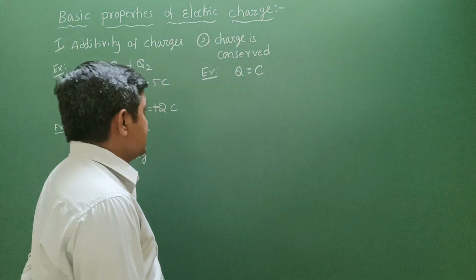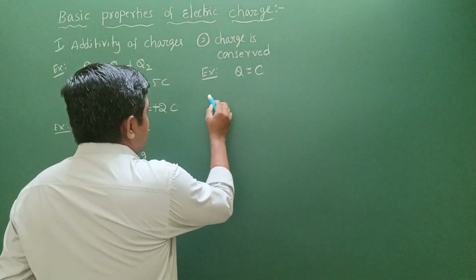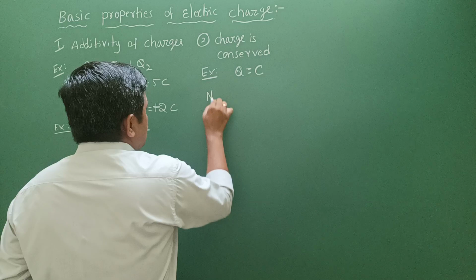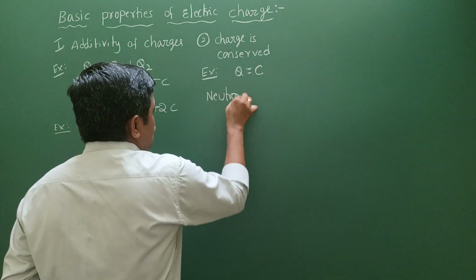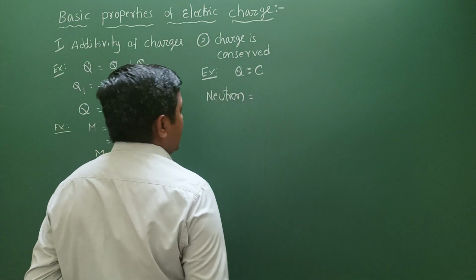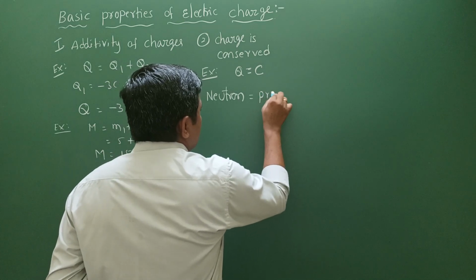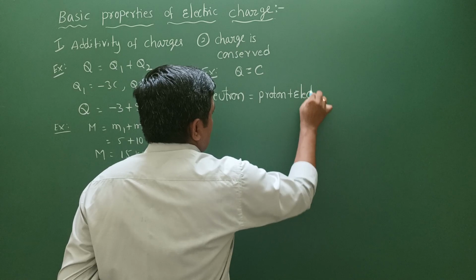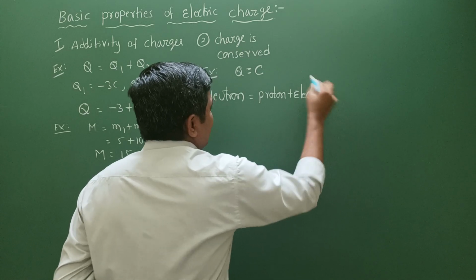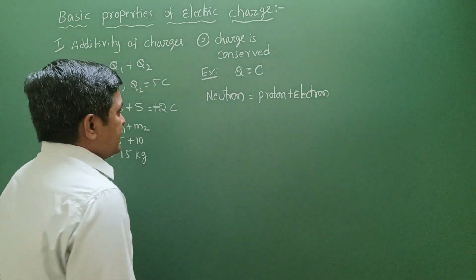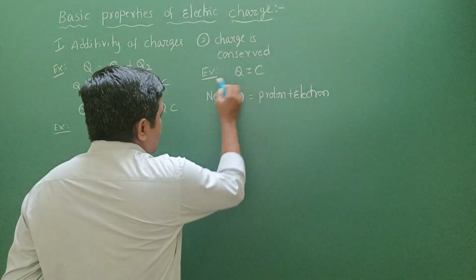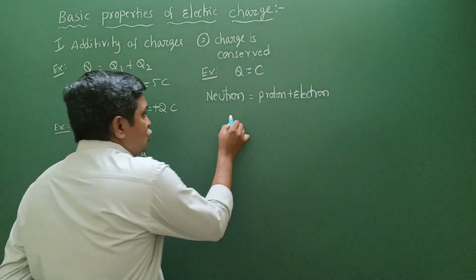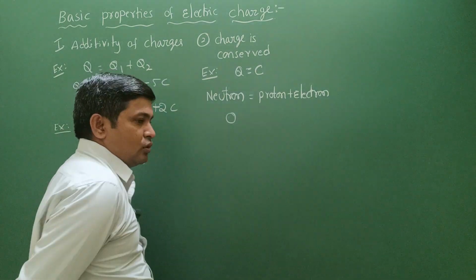And one more point we can remember is that in some other cases, a neutron is going to be divided into proton plus electron. Proton plus electron. So if that is the case, what will happen? What is going to be the net charge? We know that neutron is electrically neutral. It is having zero charge.